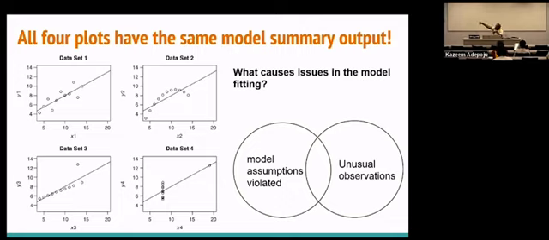Another thing that causes issues in model fitting is an unusual observation. Model assumption violation is different from unusual observations. Some researchers are going to argue, oh, because I've already investigated assumptions, I don't need to investigate whether there's an unusual observation. If you don't do that, then you cannot trust your model. You're going to investigate model assumptions, and you're also going to investigate whether there are unusual observations.